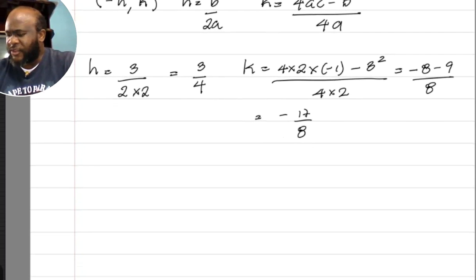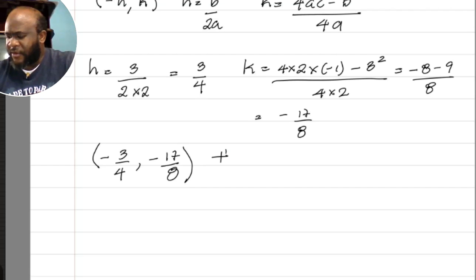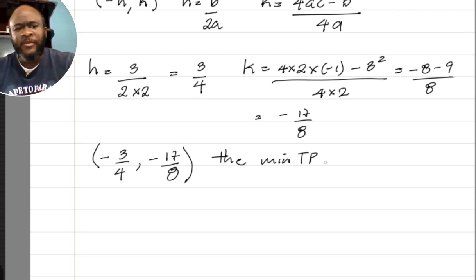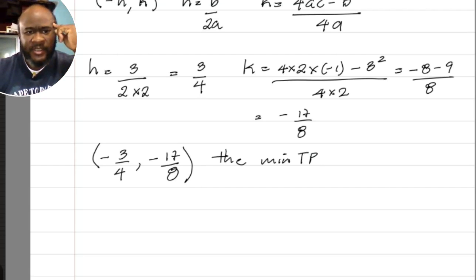And the turning point, which is h, k, would be minus 3/4, minus 17 over 8, and it would be the minimum turning point. All right, so the minimum turning point essentially means that the graph does not fall below this point.